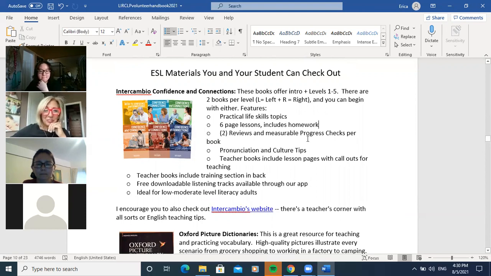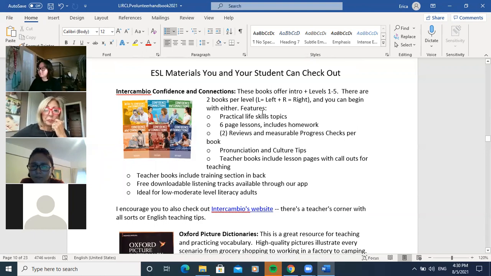So this is a nonprofit out of Boulder. They make these books. We do have the new copies here. We also have the old copies. So it's a little confusing, but there's an intro level, and then there's levels 1 through 5. And for levels 1 through 5, there's 2 books for each level. So there's a left and a right. And they say you can begin with either.